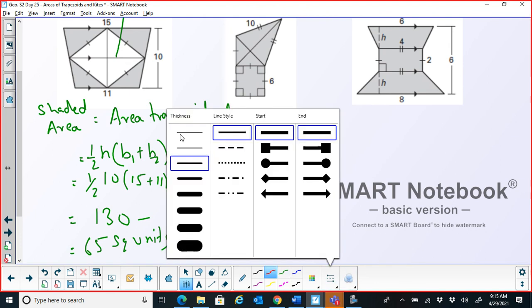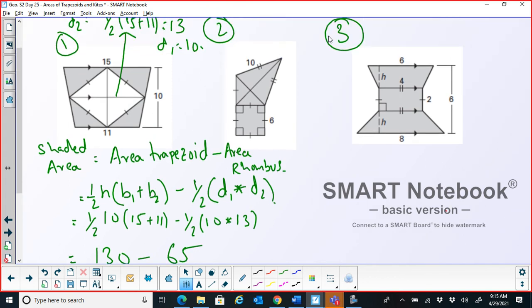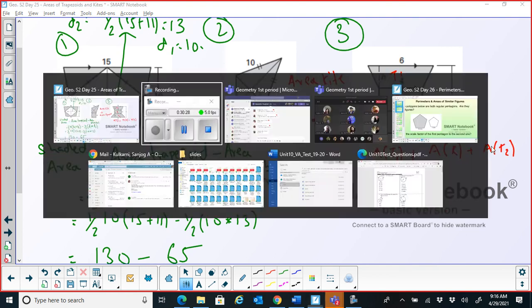Let's see the second one. The second one: shaded area is area of kite plus area of square. Okay, you are finding this. And even this third one, it is two times the area of trapezoid 1 plus area of rectangle plus area of trapezoid 2. I'm just writing it short: area of T1 plus area of rectangle plus area of T2. Our problem. We will go to the solution in another 30 to 40 seconds.